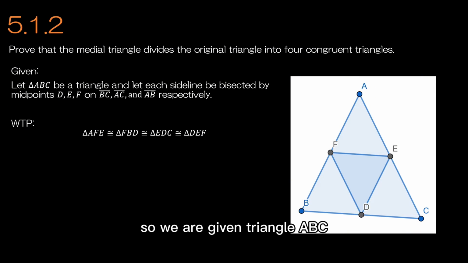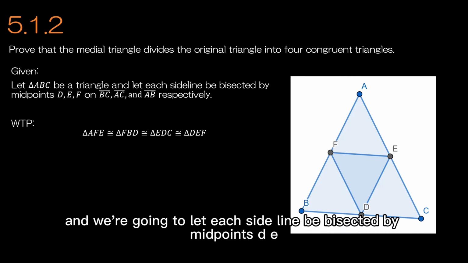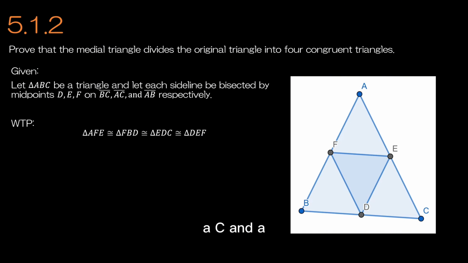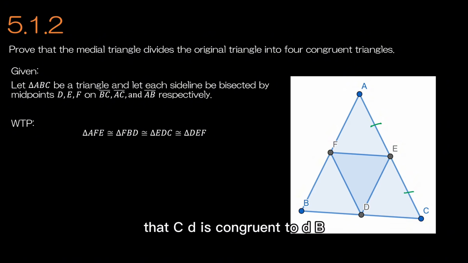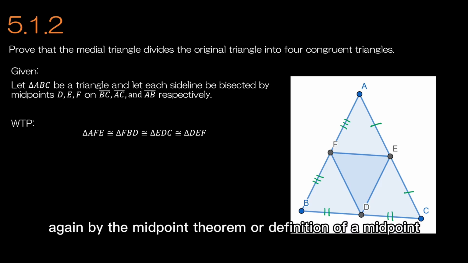So we are given triangle ABC, which is our original triangle, and we're going to let each side be bisected by midpoints D, E, F on AB, AC, and BC respectively. So of course, that gives us that AE is congruent to EC, that CD is congruent to DB, and that FB is congruent to FA. Again, by the midpoint theorem, or definition of a midpoint.